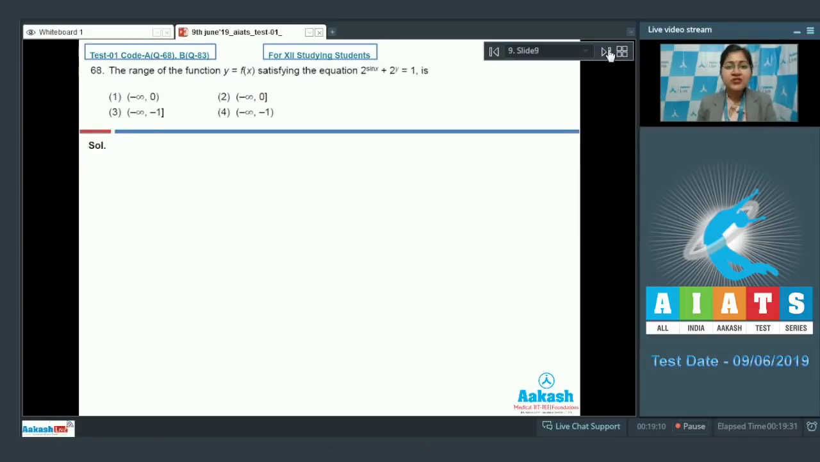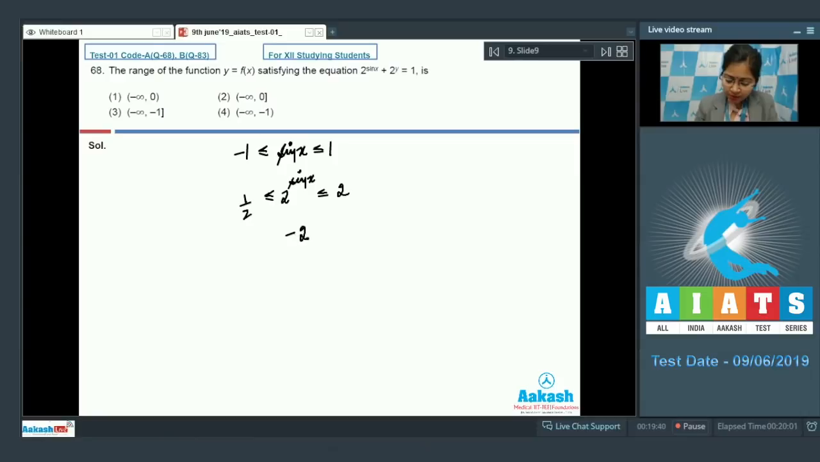Next is question number 68, which says that the range of the function y equal to fx satisfying the equation 2 raised to the power sin x plus 2 raised to the power y is equal to 1. Now we know the range of sin x, that is sin x goes from -1 to 1. So we can say that 2 raised to the power sin x will go from 1 by 2 up till 2.